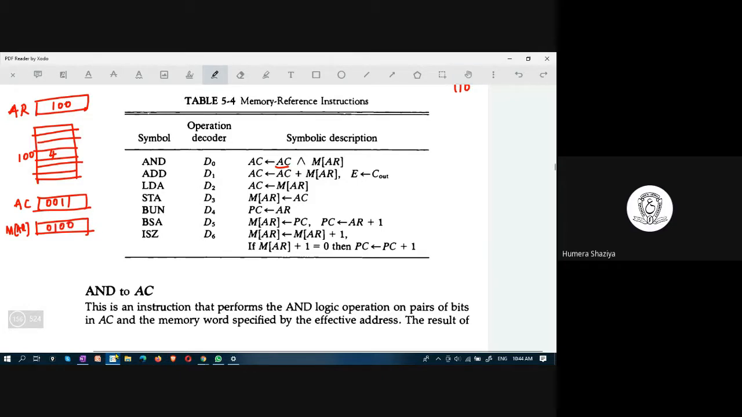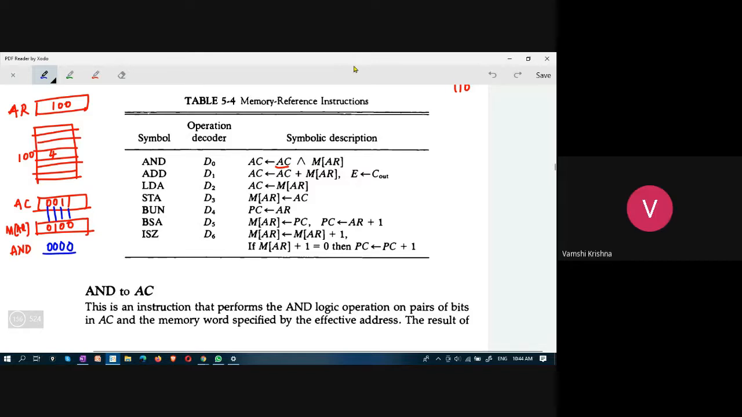Now you are performing the AND operation. The AC value I am assuming is 3. 0, 0, 1, 1 means it is 3. So now we have to perform AND between these bits. Between these two it is 0, and this 0, and this is also 0. So the result of the AND operation in this case would turn out to be 0.